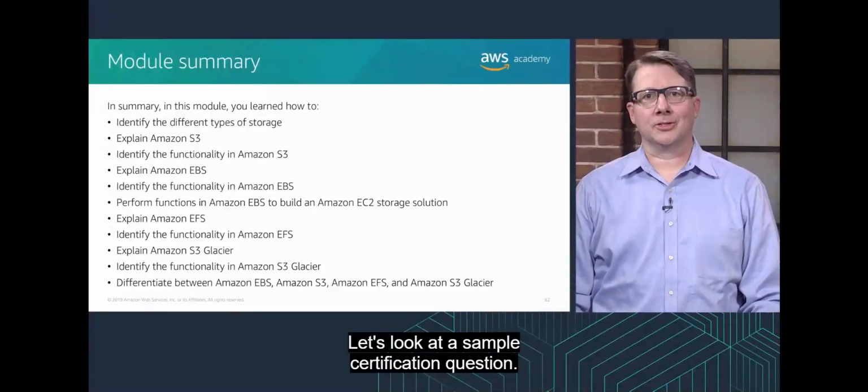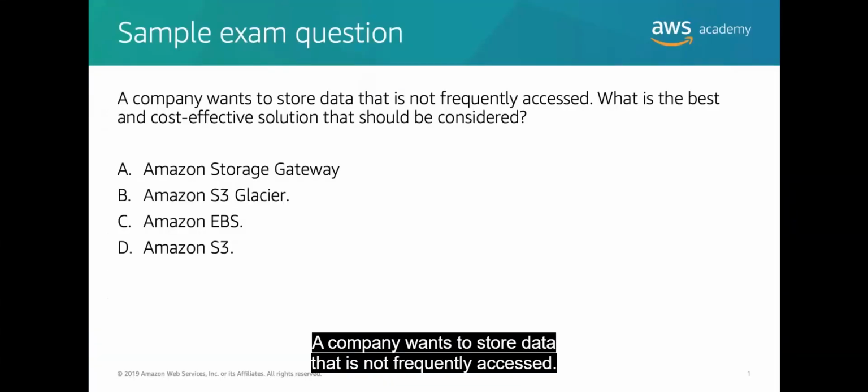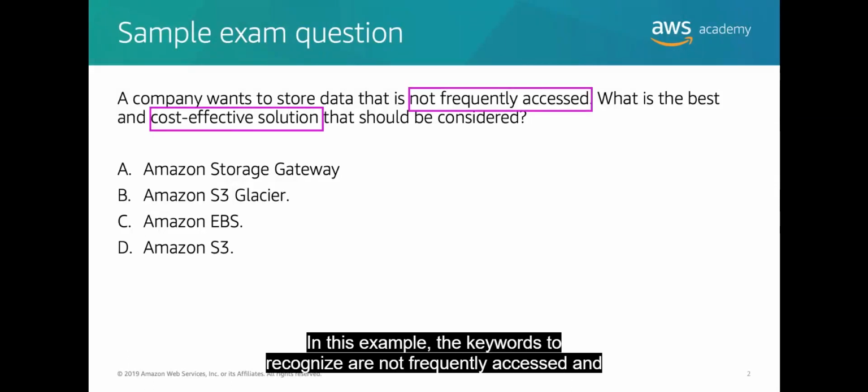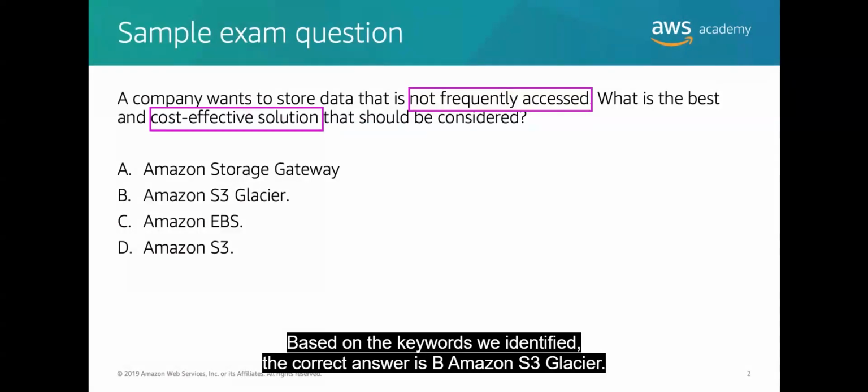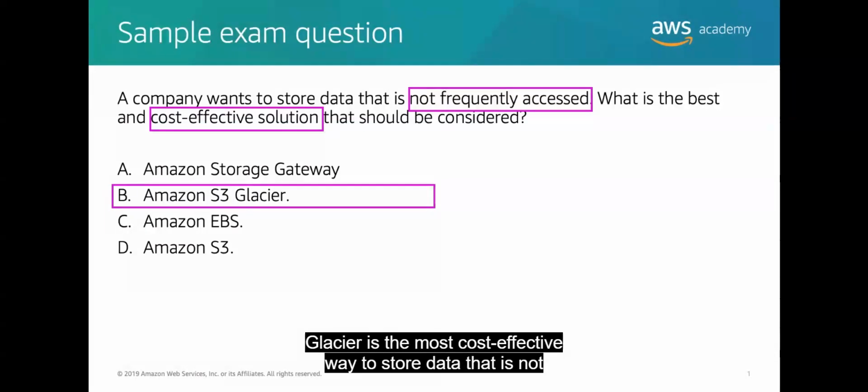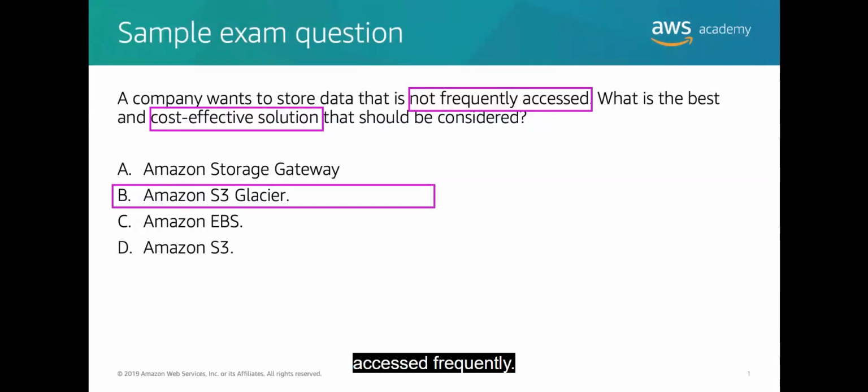Let's look at a sample certification question. A company wants to store data that is not frequently accessed. What is the best and cost-effective solution that should be considered? In this example, the key words to recognize are not frequently accessed and cost-effective solution. Based on the keywords we identified, the correct answer is B, Amazon S3 Glacier. Glacier is the most cost-effective way to store data that is not accessed frequently.